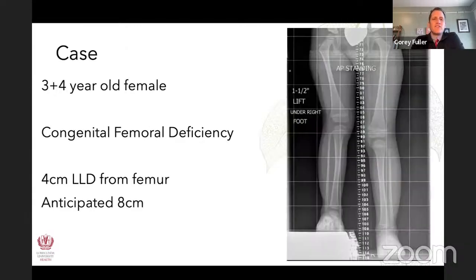I thought that it'd be very interesting to show two cases that we have treated at Loma Linda that highlight this. This was a 3-year-old that had a genetic condition called congenital femoral deficiency with a 4-centimeter leg length difference. You can see in the x-rays there, the right femur is about 4 centimeters shorter than the left. And in this particular condition, that gets bigger as the kid grows. So we anticipated that to be closer to 8 centimeters when the child was done growing.